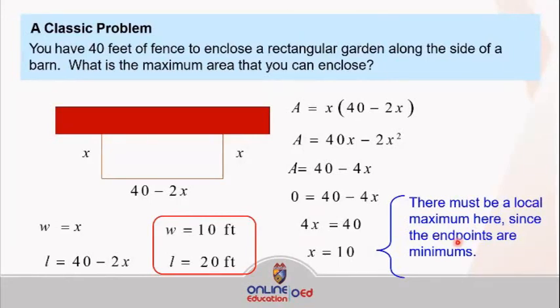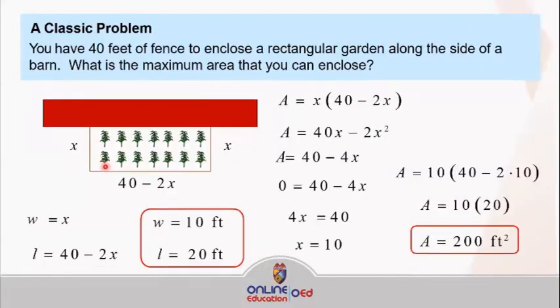And since nakuha na natin yung value natin for the x natin, pwede natin palitan yung value natin to get the value of width and length. Since yung x natin is also equivalent with the width, so the value for the width is 10 feet. And for the length naman, we can change the value of x lang here. So 40 minus 2 times yung x. So we have the value of length as 20 feet.